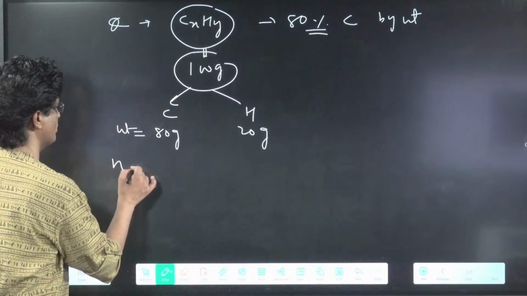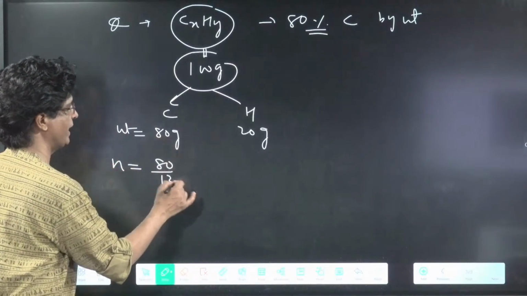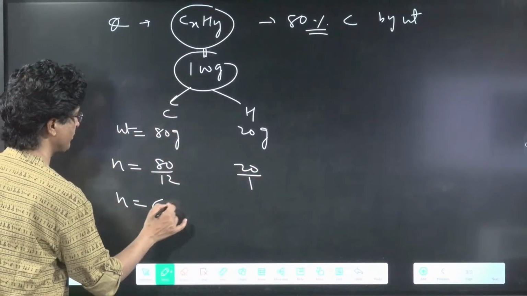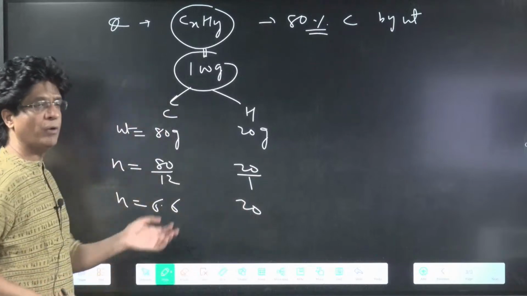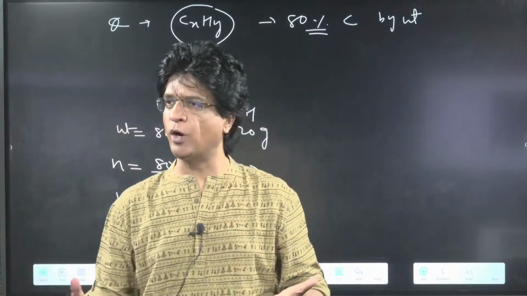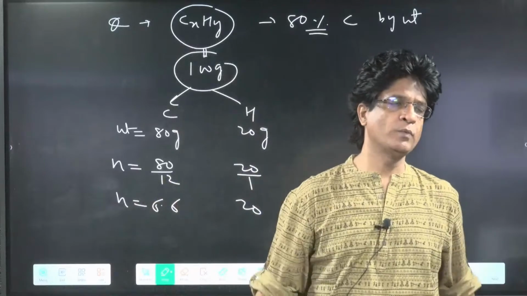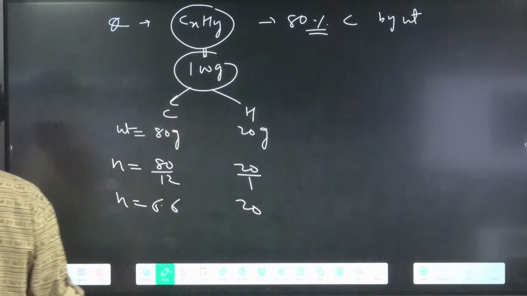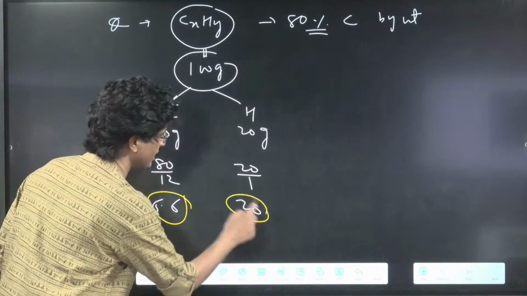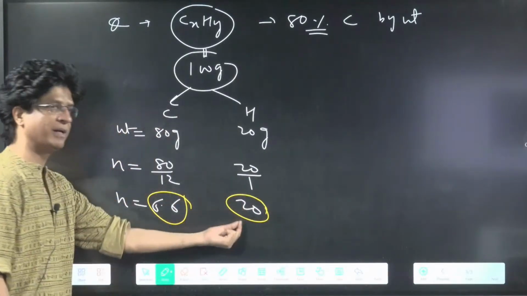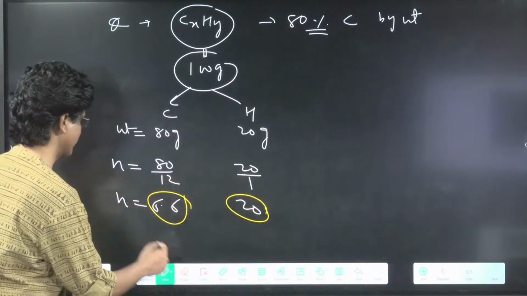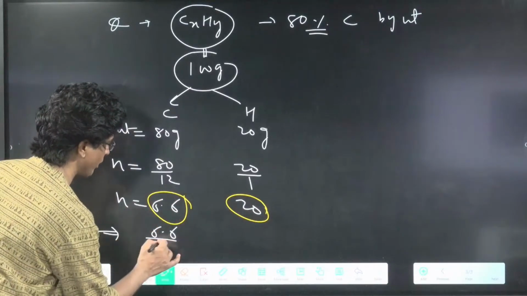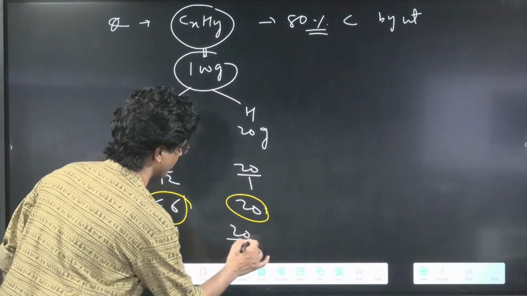So I'll go with the number of moles, which is equal to what? 80 upon 12, weight upon atomic weight. 20 upon 1. This will be 6.6 and this will be 20. Now to get the empirical formula, we need the simplest possible ratio. To get it, divide both these numbers by the smallest number among them. The smallest is 6.6, so I'll divide it. I'll get 6.6 upon 6.6 and 20 upon 6.6.